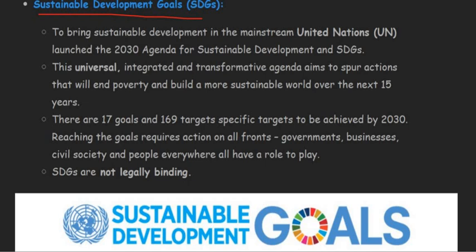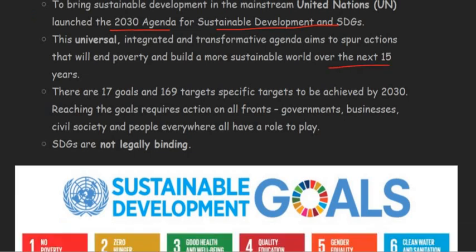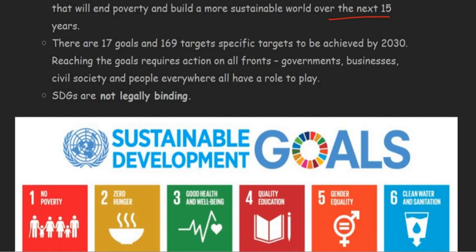To bring sustainable development into the mainstream, the United Nations, UN, launched the 2030 Agenda for Sustainable Development and SDGs. This universal, integrated and transformative agenda aims to spur actions that will end poverty and build a more sustainable world over the next 15 years. There are 17 goals and 169 specific targets to be achieved by 2030.